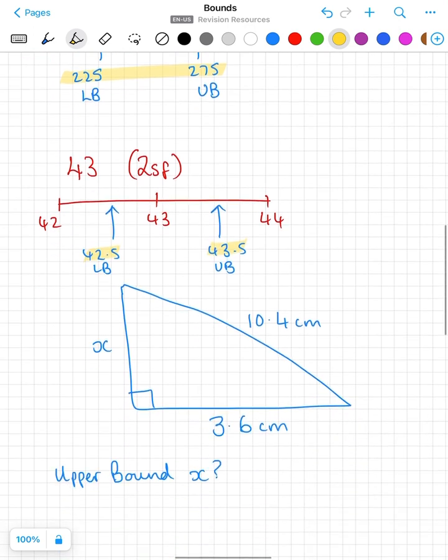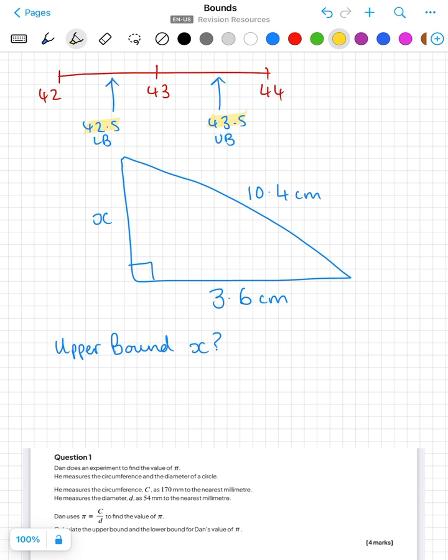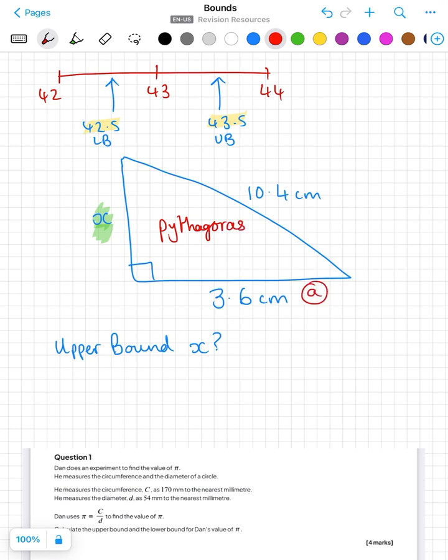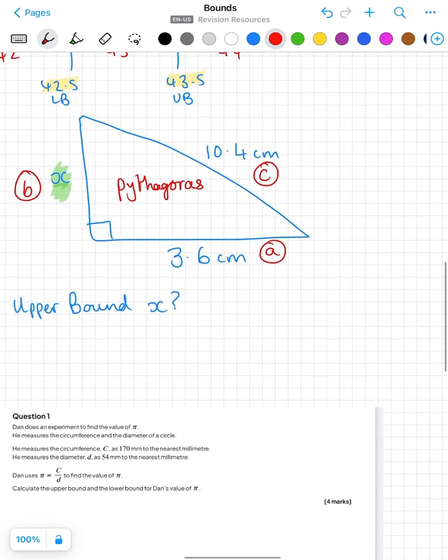Now using bounds in context of questions. What we have here is a right angle triangle where we want to find out the length of a missing side. A right angle triangle, length of a missing side, we're going to be using Pythagoras. Now it's not just a straightforward Pythagoras question. Now remember, a squared plus b squared equals c squared, where c is always the hypotenuse.